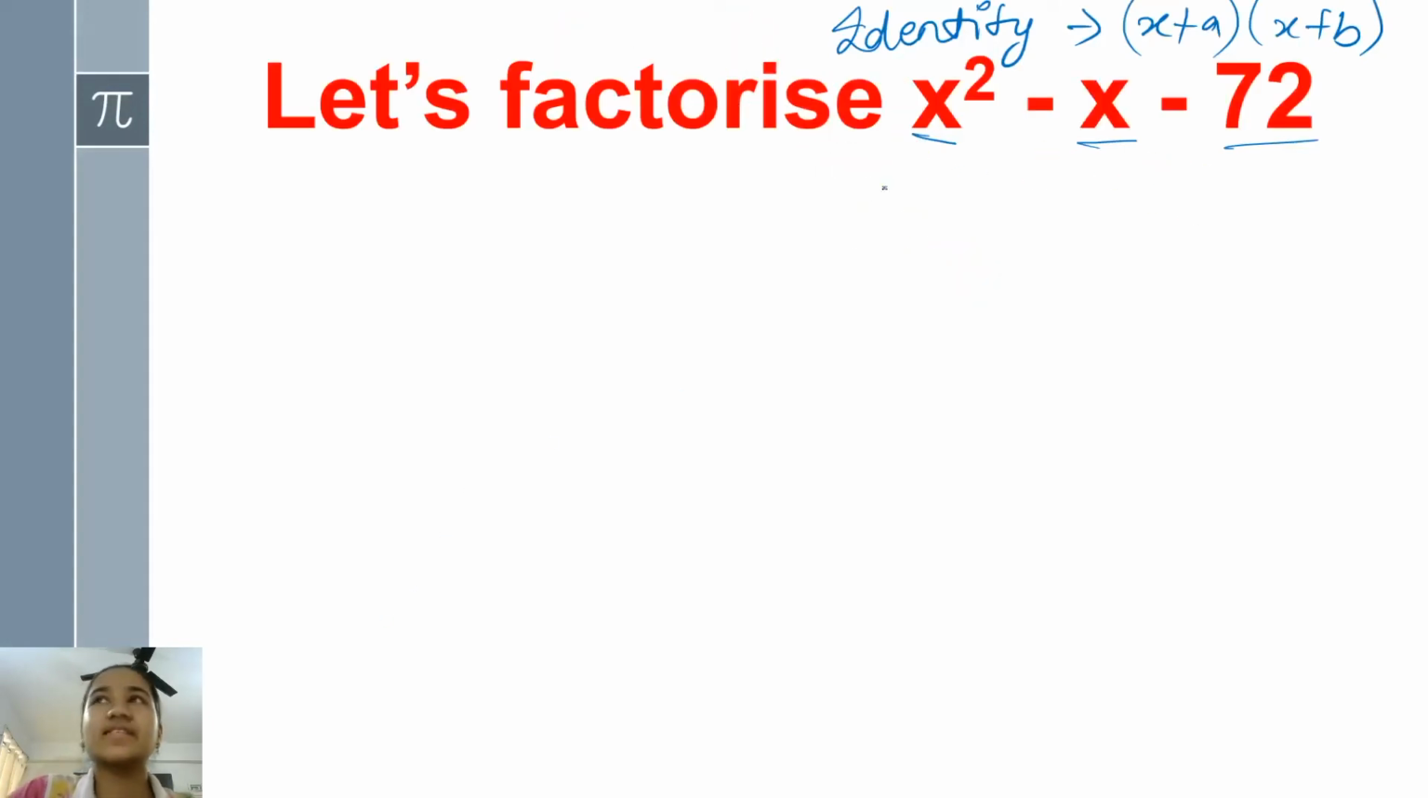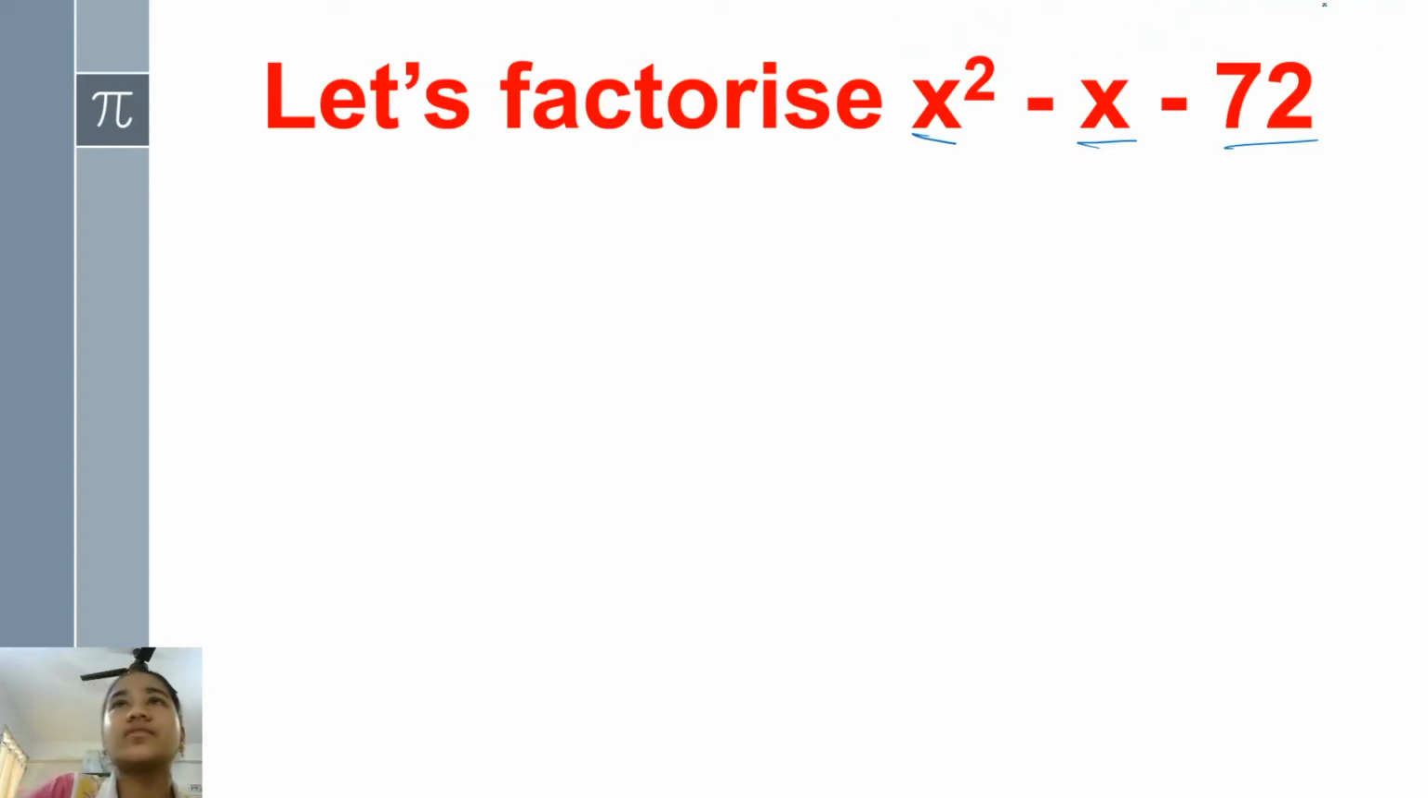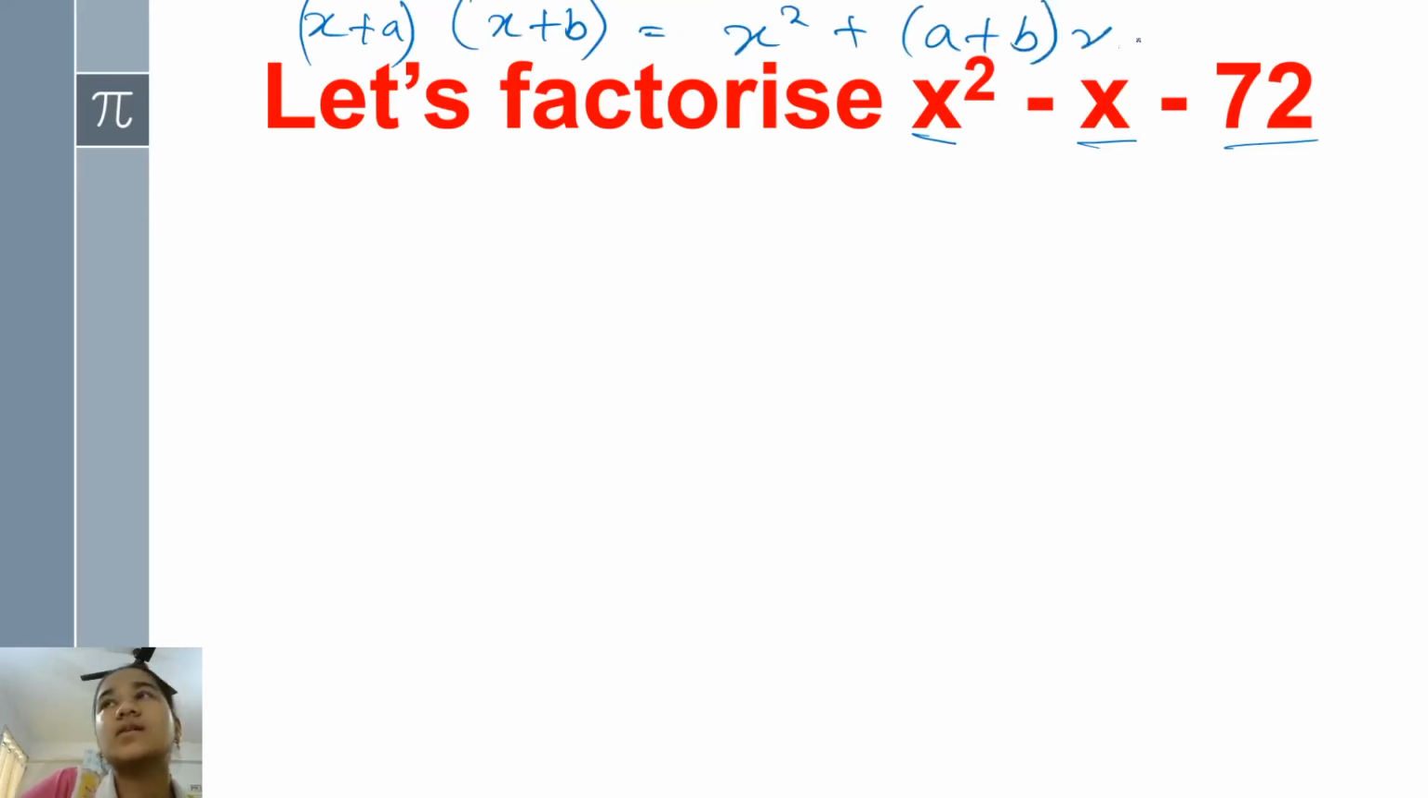So let's factorize this now. Let me note this identity over here also so that we are clear and don't get confused. For a better understanding, (x plus a) into (x plus b) is equal to x squared plus (a plus b)x plus ab. So now we have to find x, a and b, these three values, right? Do we know the value of x? Yes, we know, because of x square. So the value of x is x itself.